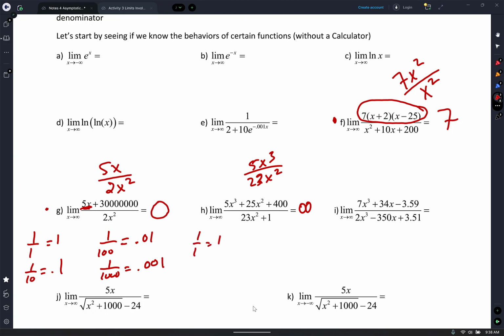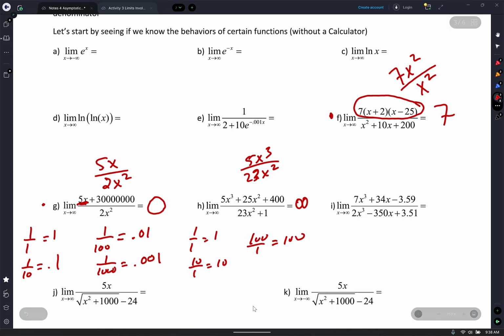Because it's like saying this. 1 divided by 1 is 1. 10 divided by 1 is 10. 100 divided by 1 is 100. And I know that I'm keeping the denominator the same, but it's that behavior. The numerator is getting bigger than the denominator, so it's just going to be getting bigger and bigger and bigger. Cool or not cool? Okay.